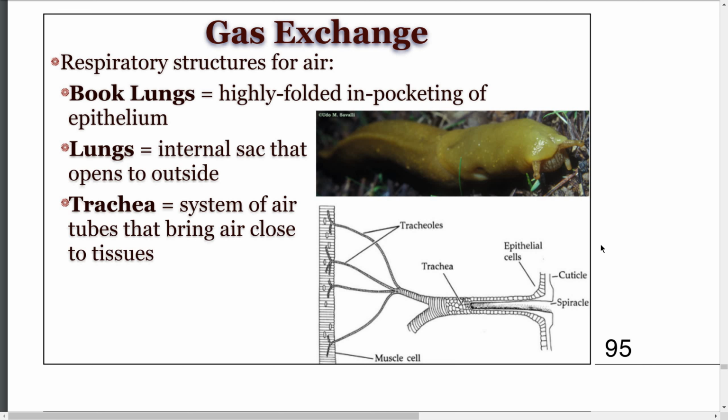And then the trachea branches into smaller and smaller branches, eventually into tracheoles, bringing the air into the actual tissues. And so the tubes themselves branch throughout the body, so there are multiple openings, spiracles, throughout the animal, and they each branch and basically deliver air directly to all of the tissues. No circulatory system needed in that particular case.